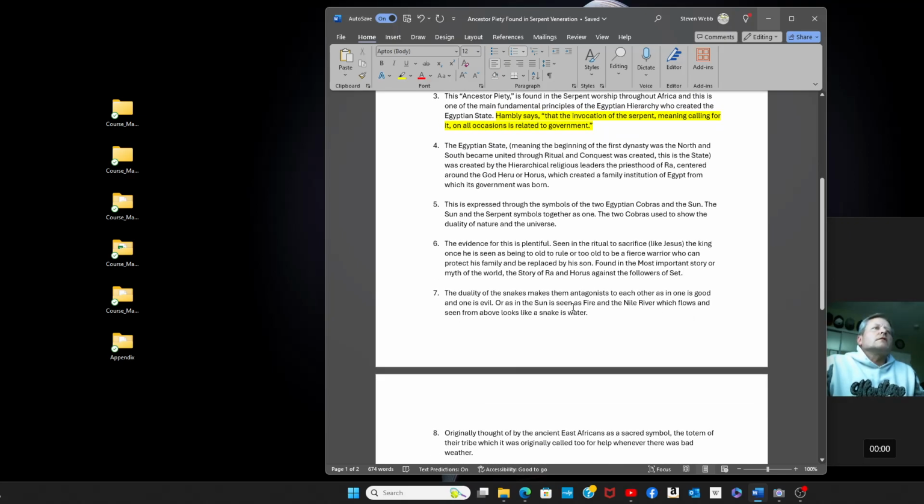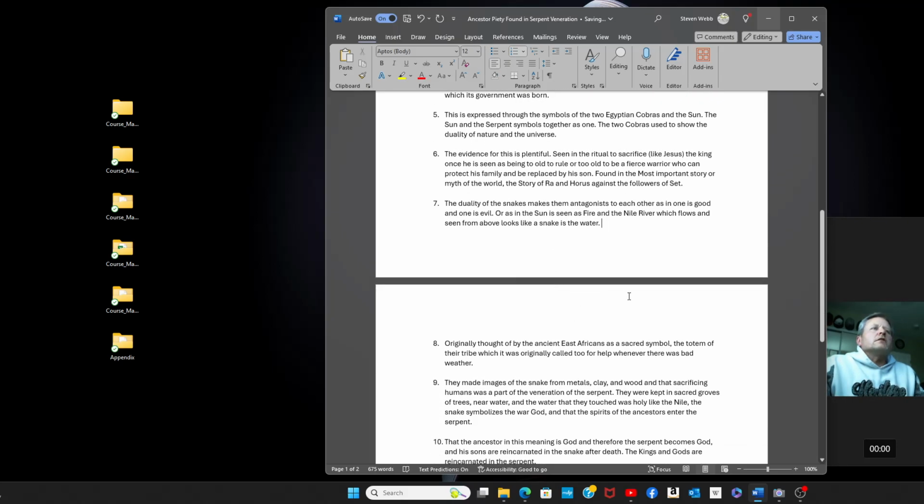The duality of the snakes makes them antagonists to each other, as in one is good and one is evil, or as in the sun is seen as fire and the Nile River, which flows and seen from above looks like a snake, is the water. So the fire and water.